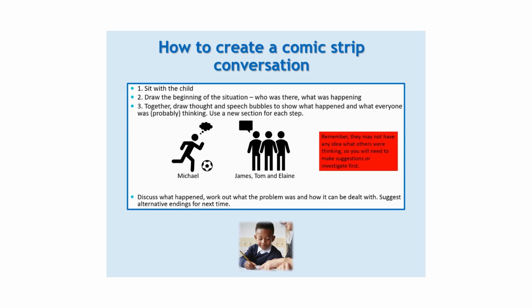Number 1, sit with the child. Number 2, draw the beginning of the situation, who was there and what was happening. 3, together draw thought and speech bubbles to show what happened and what everyone was probably thinking. Use a new section for each step. And then discuss what happened, work out what the problem was, and how it can be dealt with. Suggest alternative endings for next time. Remember, they may not have any idea what others were thinking, so you will need to make suggestions or investigate first.